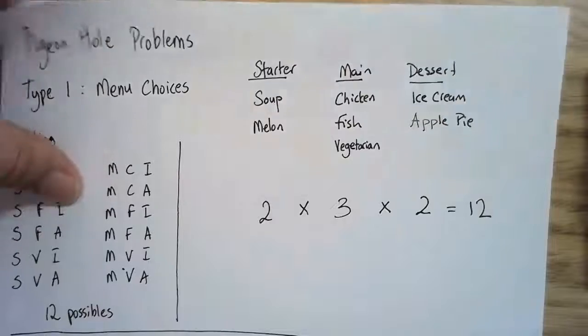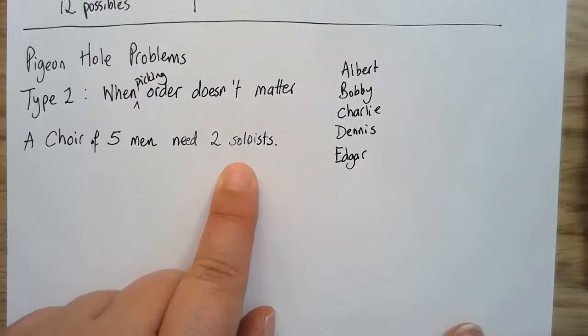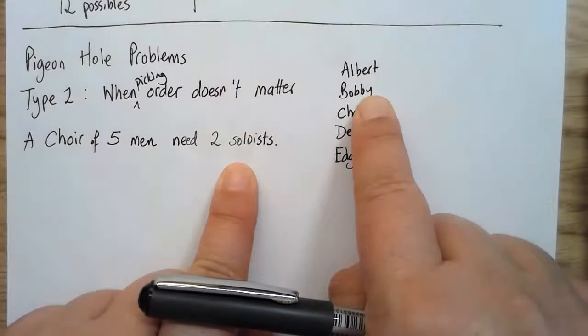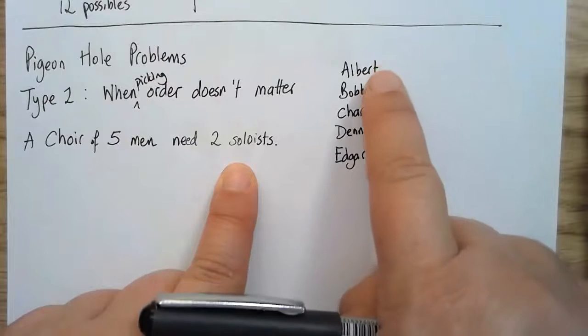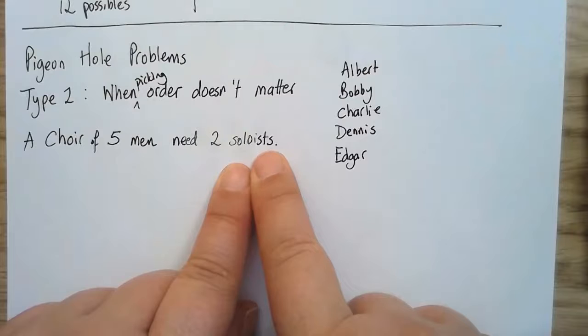This matters. However, when you've got something like a choir that needs to pick two soloists, if you pick Albert and Bobby, well, it's the same as choosing Bobby and Albert. So Albert's chosen first and then Bobby, or Bobby's chosen first, then Albert. You still have two soloists.